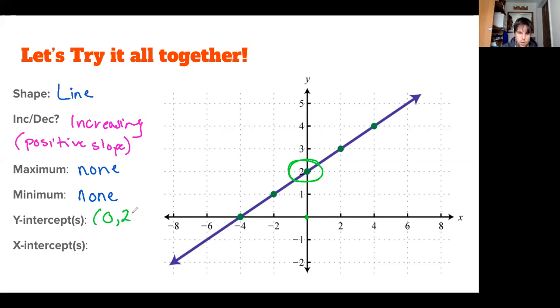so up 2. So x-intercepts and y-intercepts, remember, one part of their coordinate is going to be 0, and so for y-intercepts, it's the x-coordinate that is 0. There we go. That's that point right there.